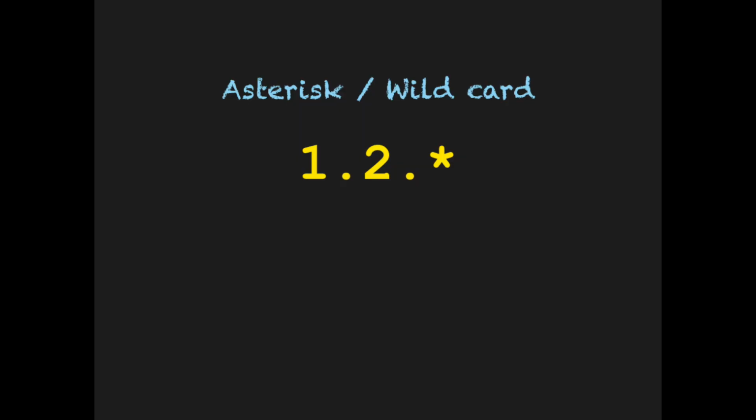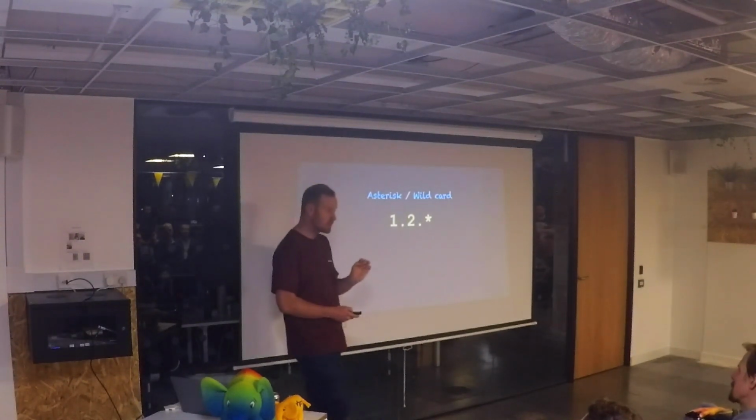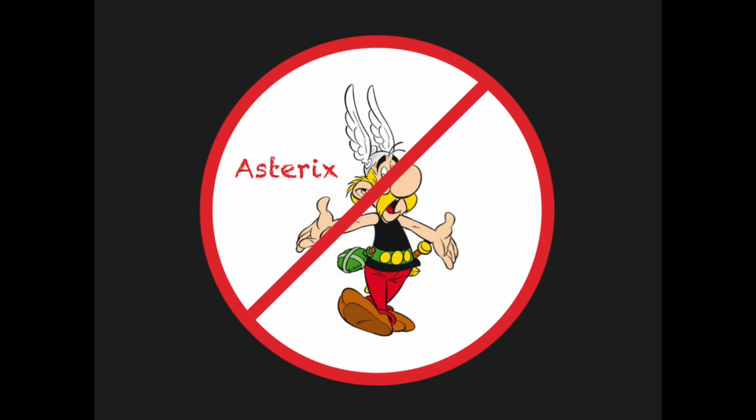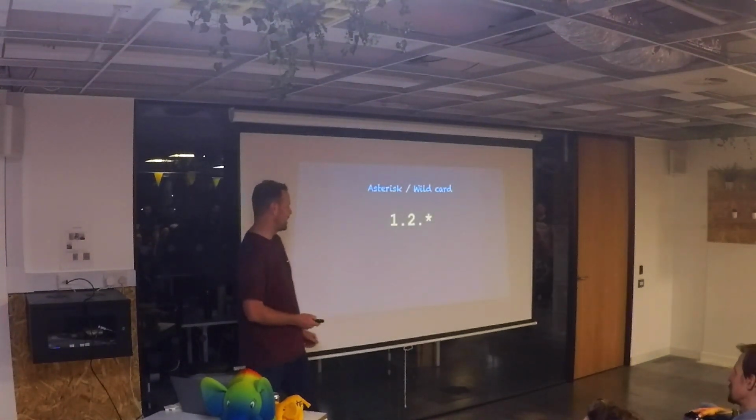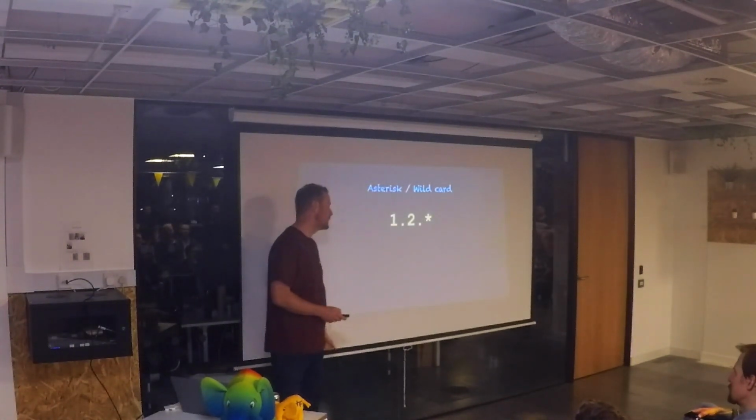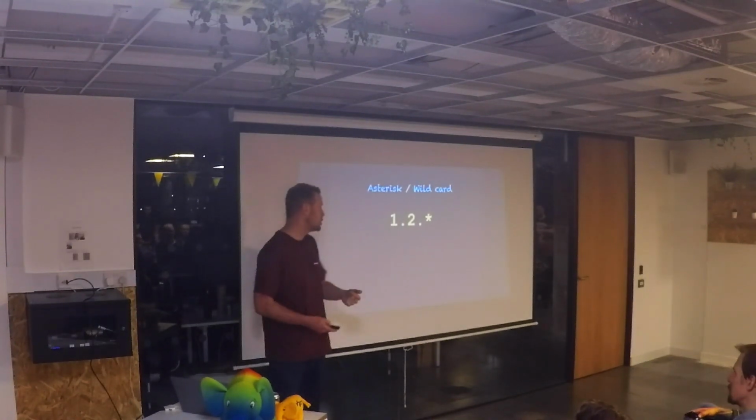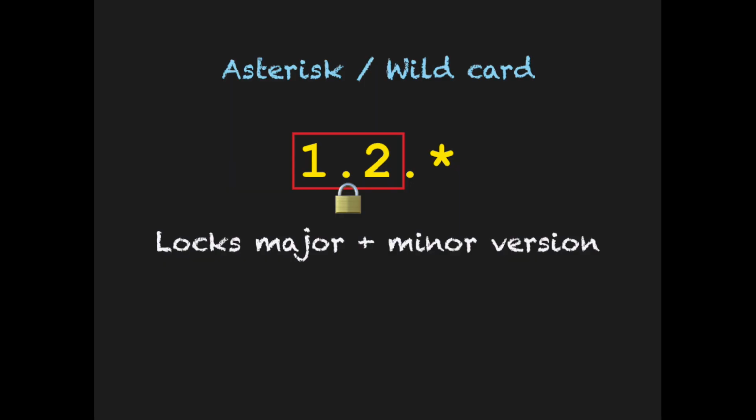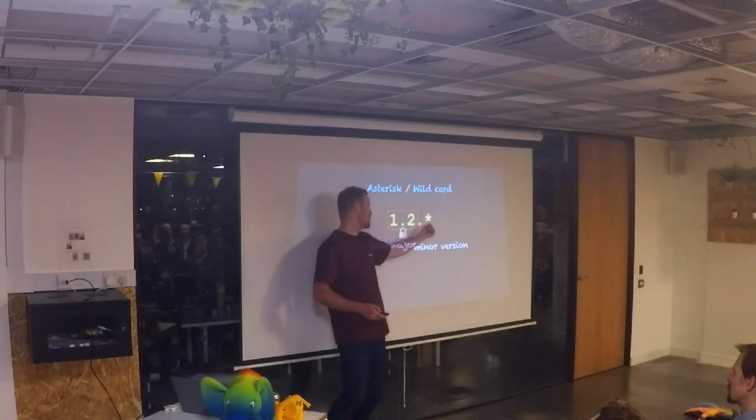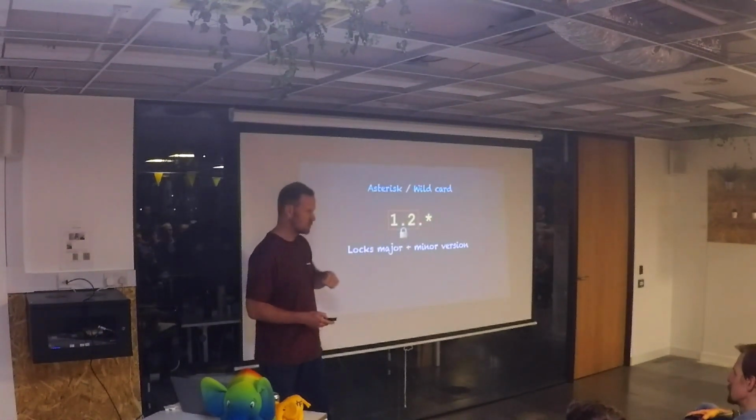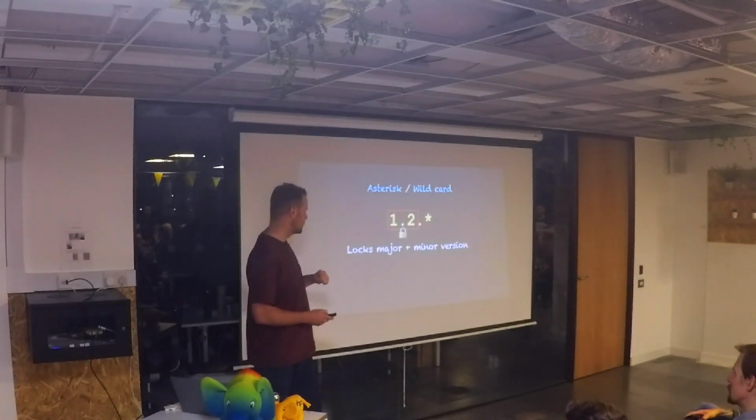The asterisk or the wildcard. Notice I am saying asterisk, not asterix. Asterix is a French cartoon. This is a bugbear of mine. The asterisk, otherwise known as the wildcard, this is quite familiar. People seem to find this quite intuitive to understand, don't have a problem with it. It locks down the major and the minor version. Obviously, you can write the asterisk on the second one as well, and it will lock down just the major one. So it is intuitive.